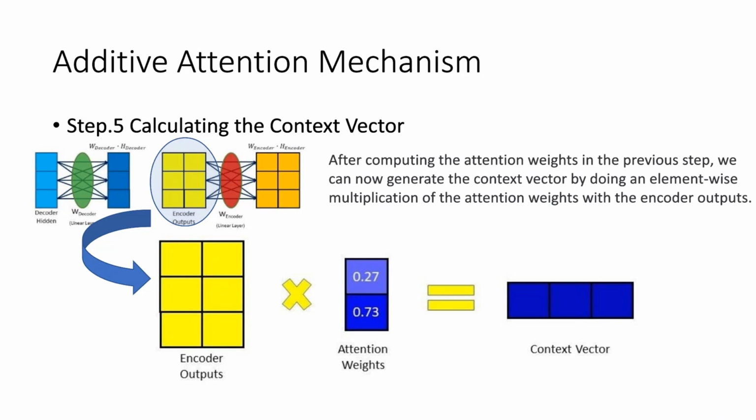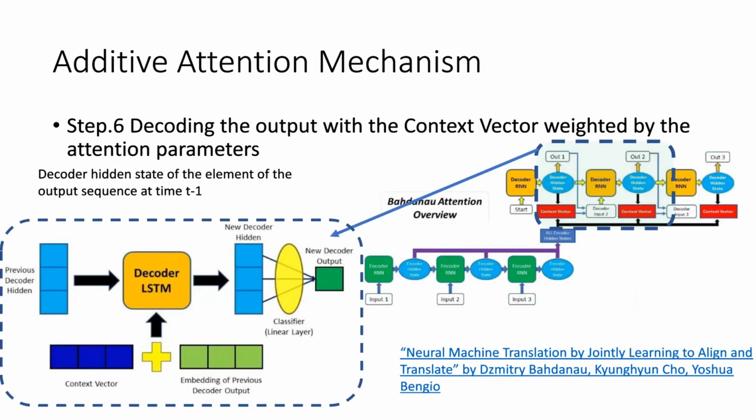Okay, so this is called a context vector. It summarizes all the information you can get from the input sequence, but weighted with their contribution. So this is almost the very last step of attention encoding.